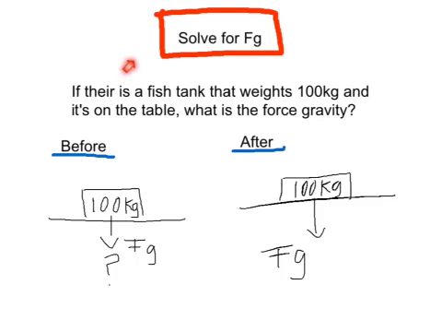Now we're solving for F of G, which is the force of gravity. If there is a fish tank that weighs 100 kilograms and it's on the table, what is the force of gravity? So this is the fish tank, it's 100 kilograms, and this is what we're trying to find, which is the force of gravity.